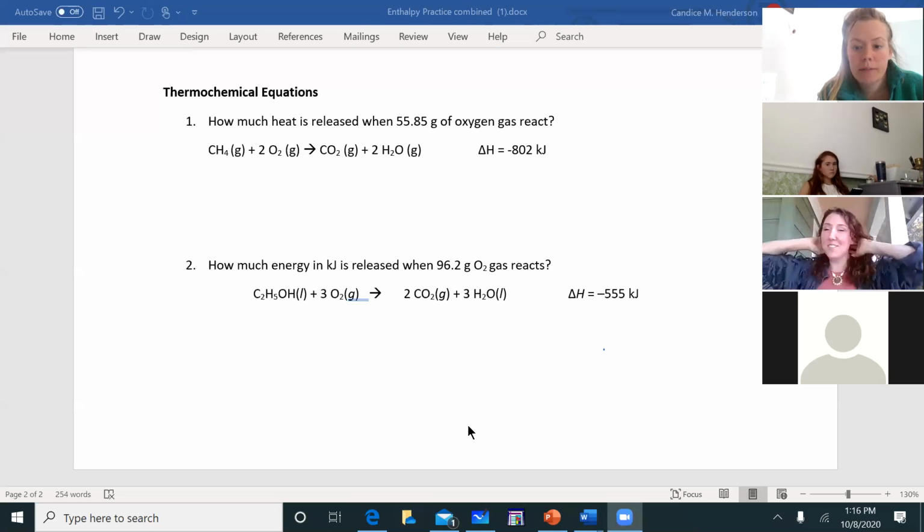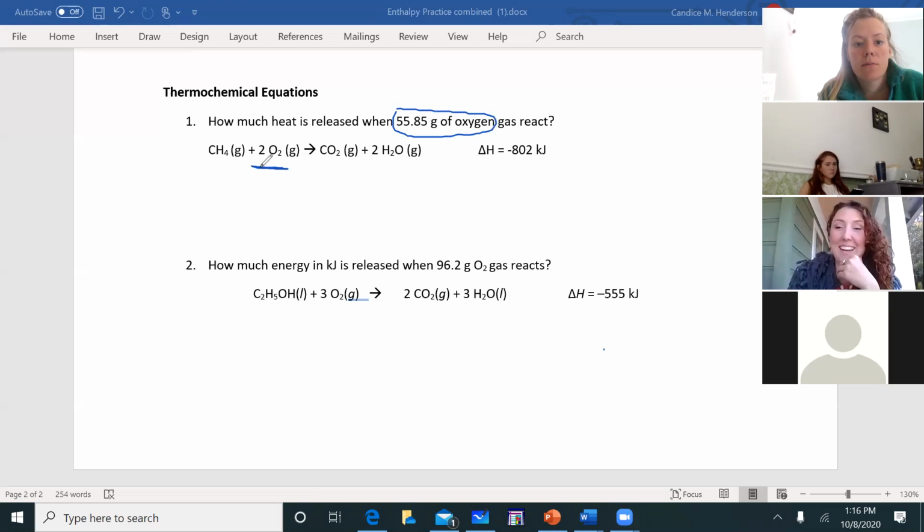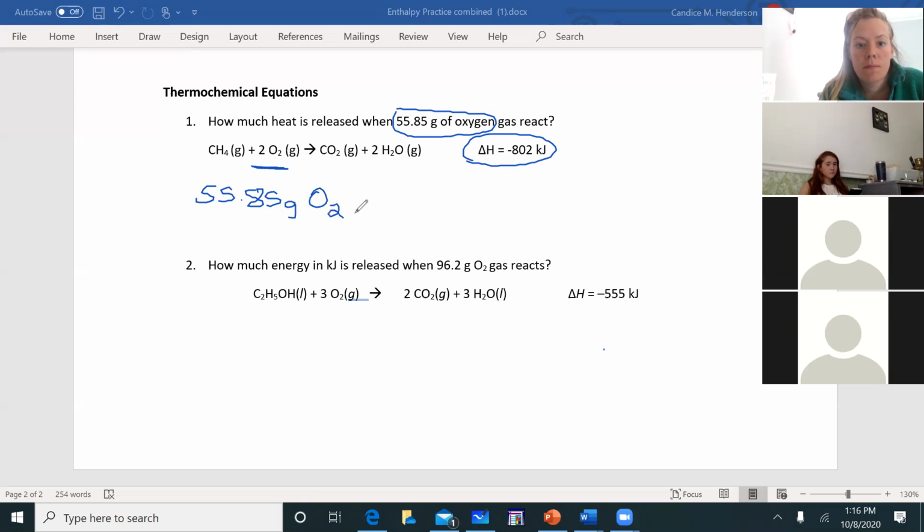Okay, so in the first one, we're given an amount of oxygen. So that's this thing over here. And we want to move towards energy. So I start with my given value of 55.85 grams of oxygen. I need to convert that into moles because the relationship between this and this is a mole relationship, right? This says for every 2 moles of O2, I'm going to produce this much energy, kilojoules. So first thing is to get it into moles.